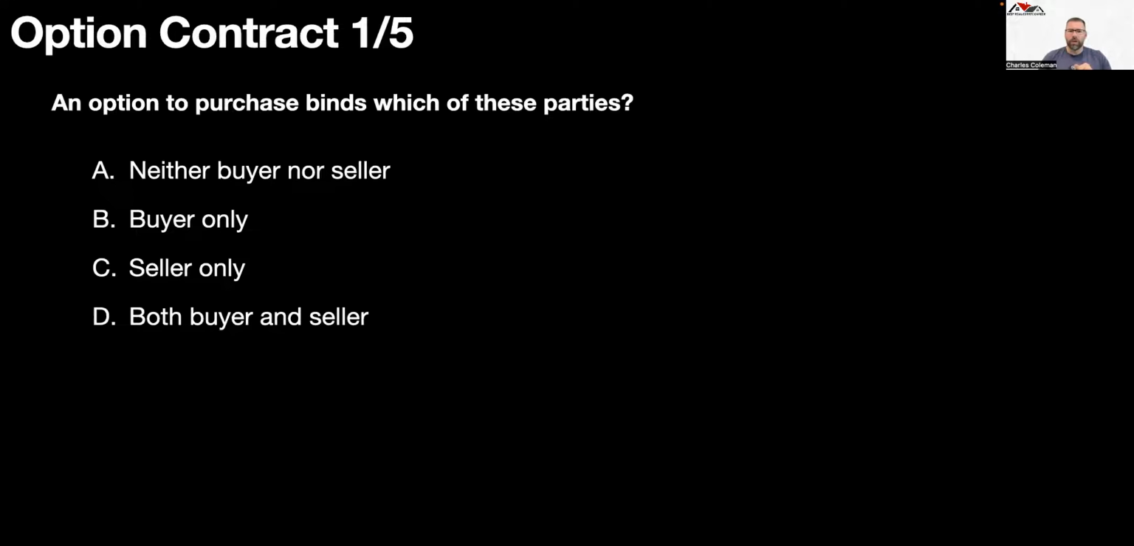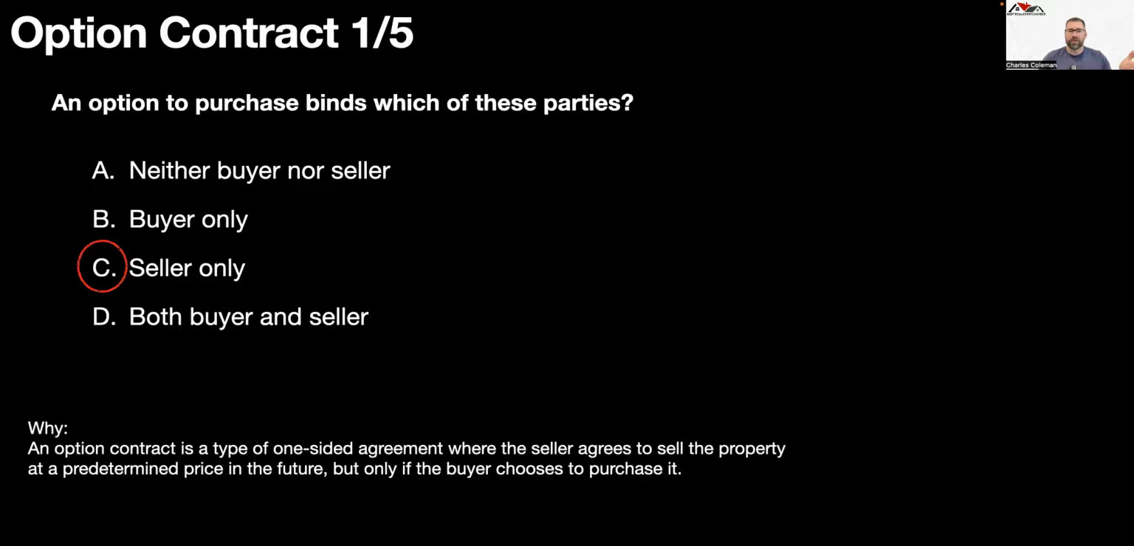So question number 1, an option to purchase binds which of these parties? And the answer is the seller. An option contract is a type of one-sided agreement where the seller agrees to sell the property at a predetermined price in the future, only if the buyer chooses to purchase it. So this is a unilateral contract.